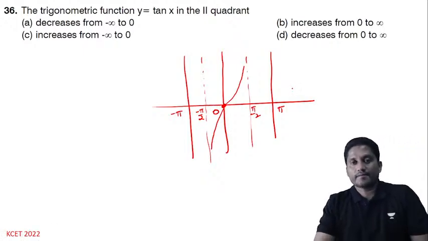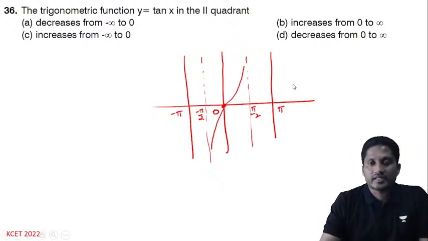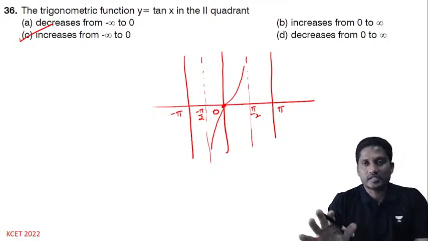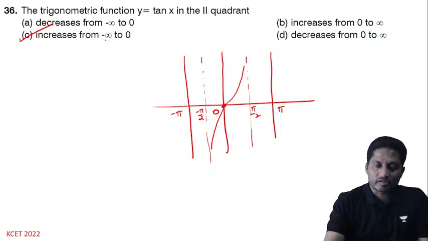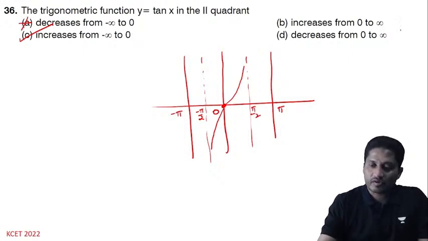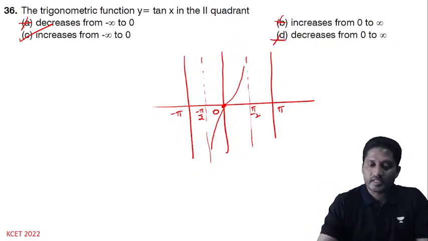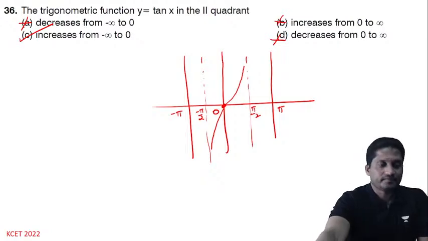So if you see all this, tan x is increasing. The function y is equal to tan x in the second quadrant: in the second quadrant, tan increases from minus infinity to 0. Answer will be option C only. Decreases from minus infinity to 0 is not possible. Increases from 0 to infinity is not possible because it is increasing from minus infinity to 0. The main range of tan x is minus infinity to plus infinity. Here also decreasing is not possible. Answer is option C only. Let's move to the next question.